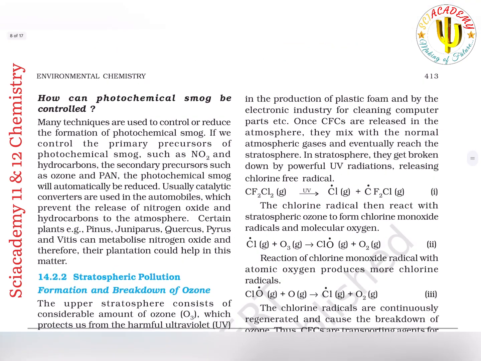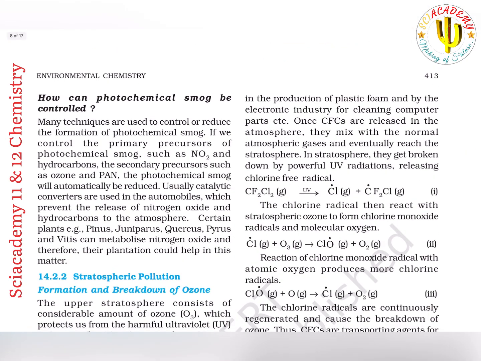How can photochemical smog be controlled? Many techniques are used to control or reduce the formation of photochemical smog. If we control the primary precursors of the photochemical smog, such as nitrogen dioxide and hydrocarbons, the secondary precursors, such as ozone and PAN, will automatically be reduced.